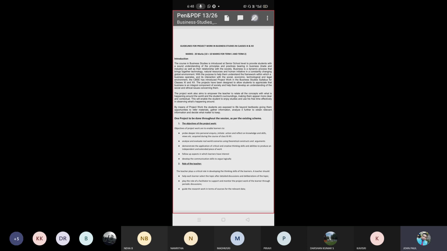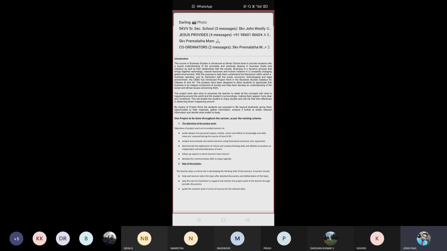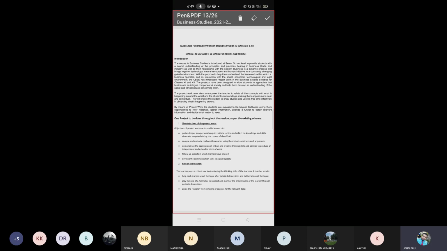The project work also aims to empower the teacher to relate all concepts with what is happening around the world and the student's surroundings. So it's the duty of a teacher to explain what is going on in the current world, and to make the student understand about the business surroundings.